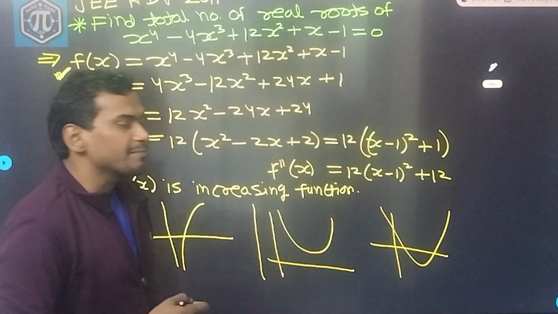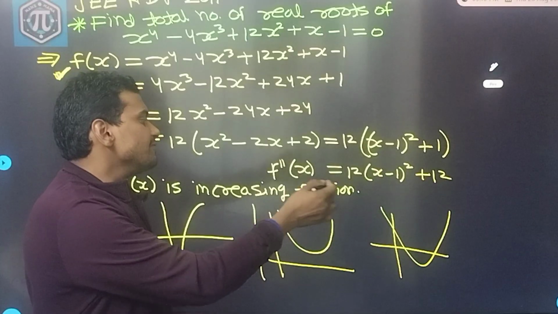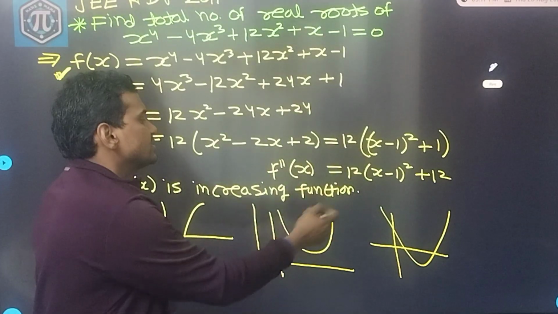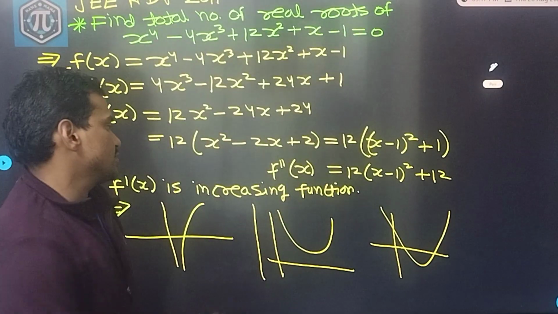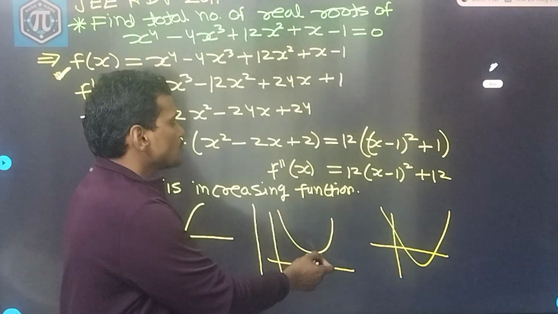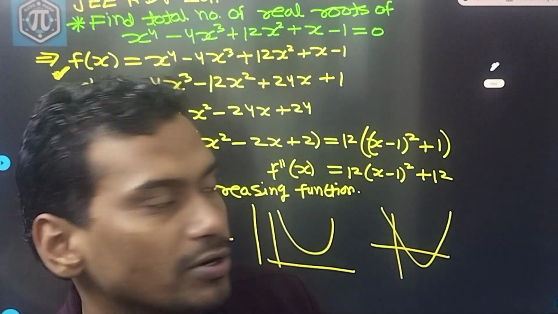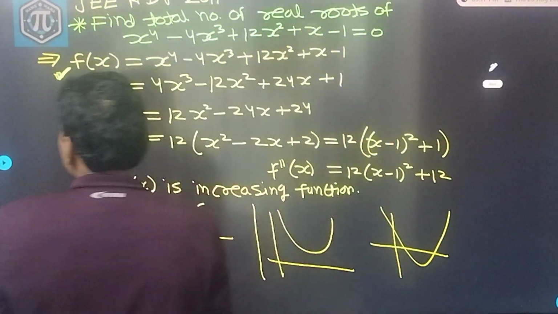If it is coming below the x-axis, then it will have two roots. See, this is just a rough sketch, not the exact diagram. So how will we get to know whether the function is coming below the x-axis or not? See, for that what we have the procedure.